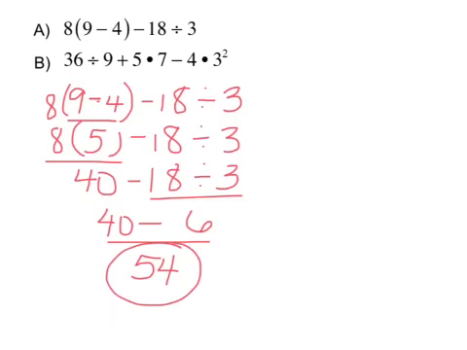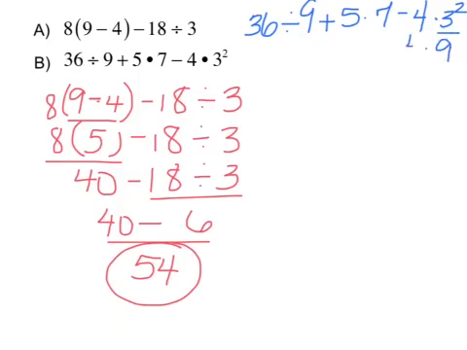And if you notice, if I would have just done the problem from left to right, I would have gotten the wrong answer. So order of operations is very important that you understand how to do it. Let's try this last one. I've got 36 divided by 9 plus 5 times 7 minus 4 times 3 to the second power. Let's go through our PEMDAS. I don't have any parentheses to worry about, but I do have exponents over here. So 3 squared is 9. And I'm just going to rewrite everything. Nothing is changing.